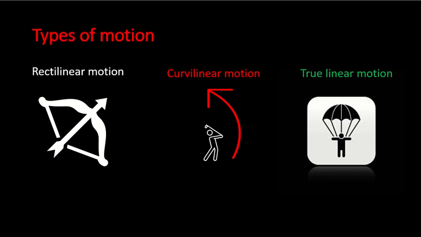There are three types of motion within biomechanics, which are rectilinear, curvilinear, and true linear motion. Rectilinear motion is any sort of movement along a straight line. For example, for equipment, as shown, the bow and arrow, the arrow would be moving in an exact straight line till it hits the target. Or for an athlete, a sprinter doing the 100 meters would run in a directly straight line. And the line for both of them would be fully straight with no curves.